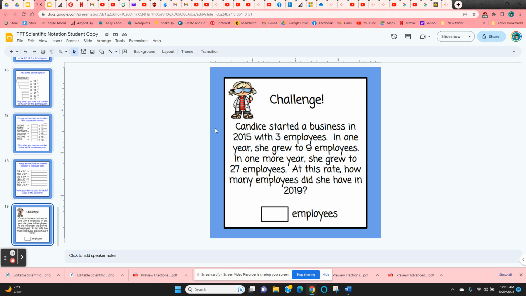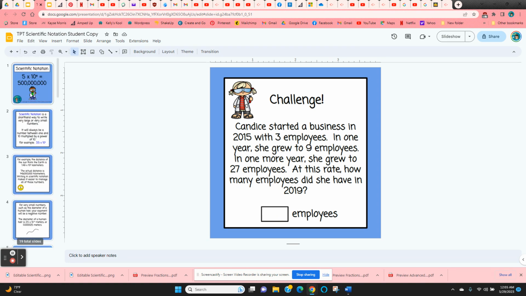And then the final slide gives them a challenge, a word problem that they need to figure out using scientific notation. So this is a digital lesson.